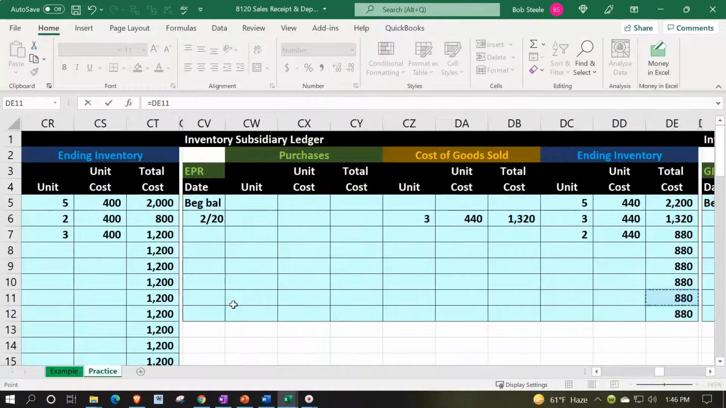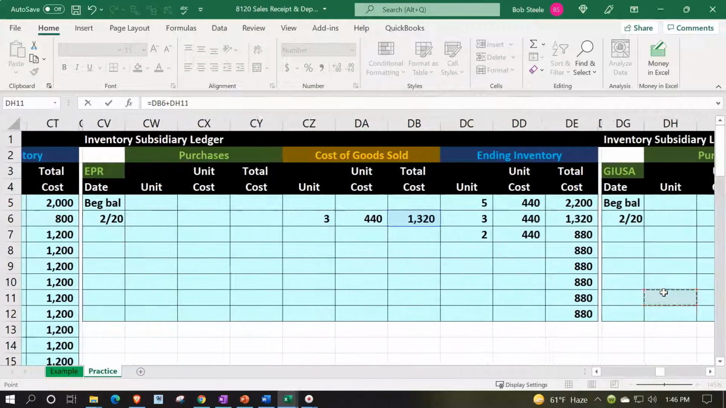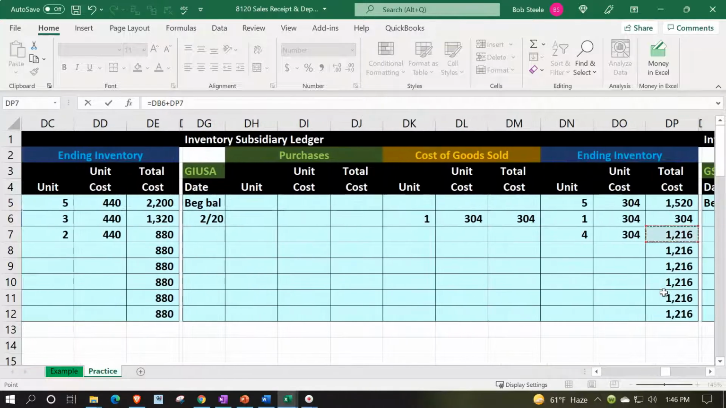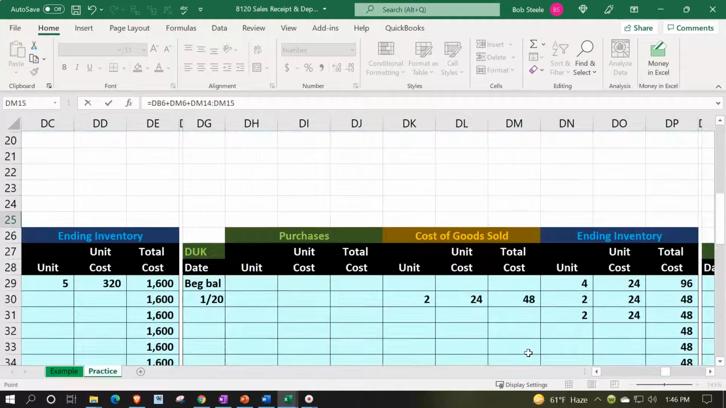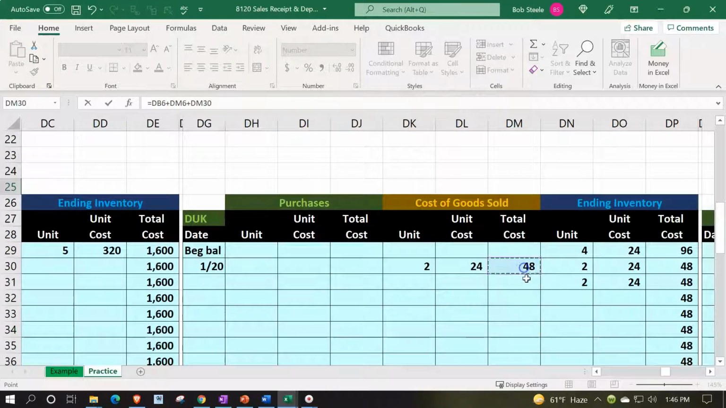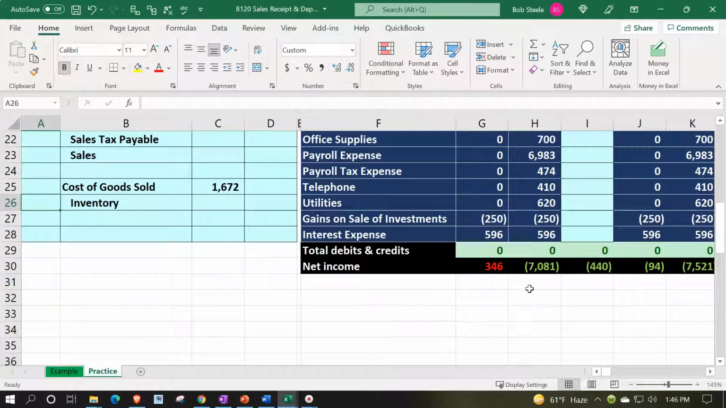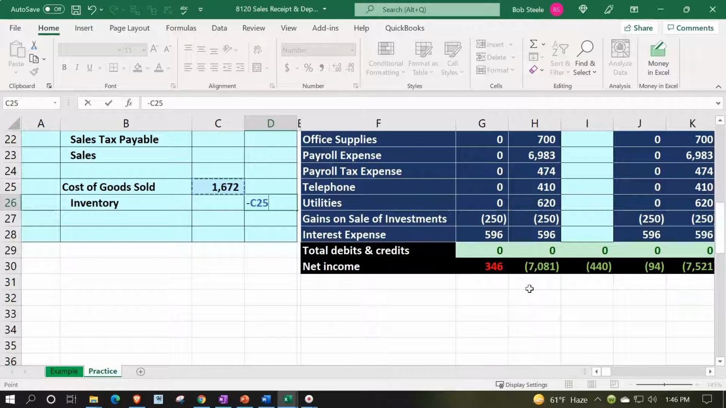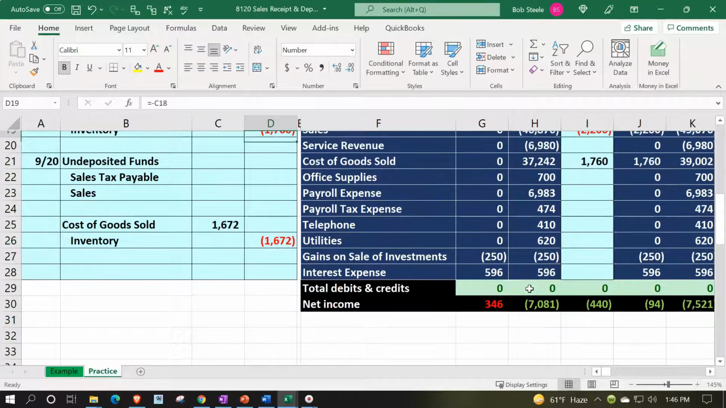We said we had one ERP, and it would then record on a perpetual system the 1,320 plus the 304 plus we have down here the 48, and enter. I think that's it. I think that's the right number. Let's hope so. We'll check it out. If it's not, we'll find out later.